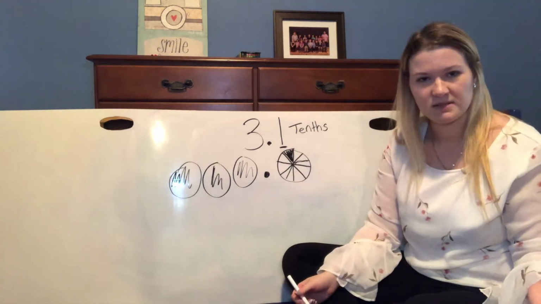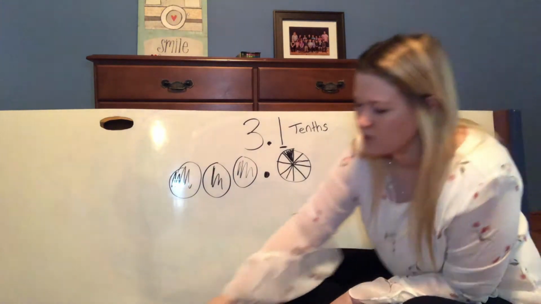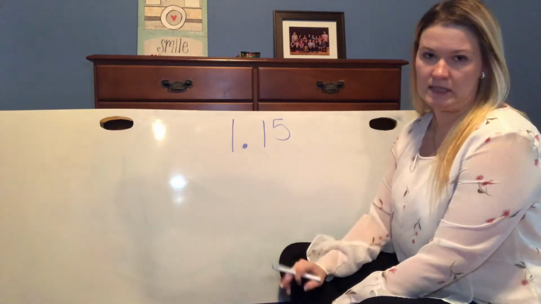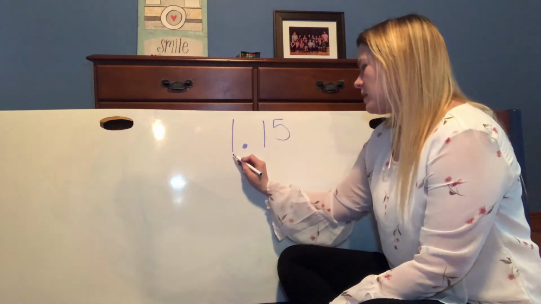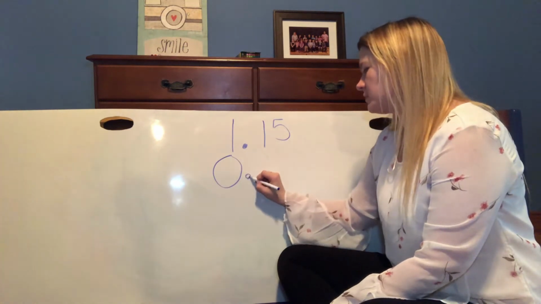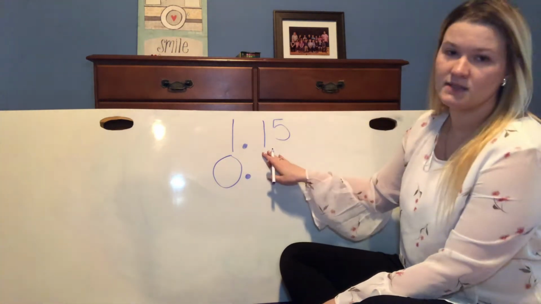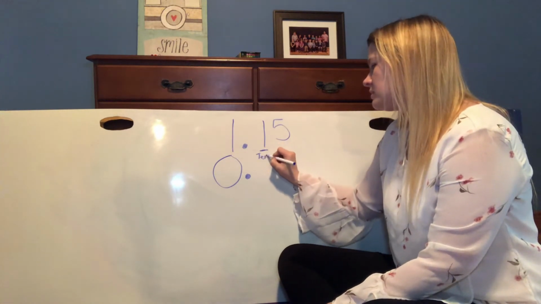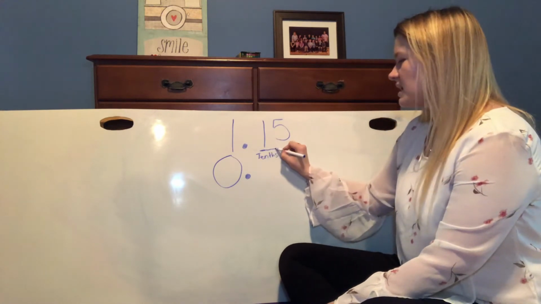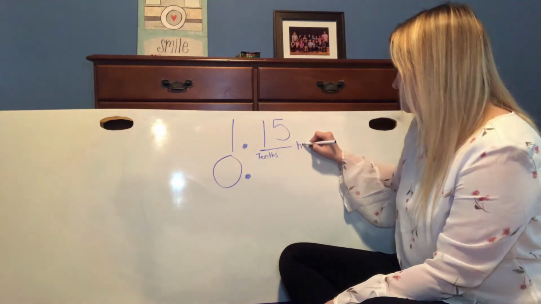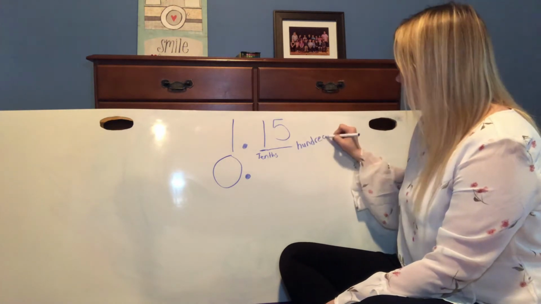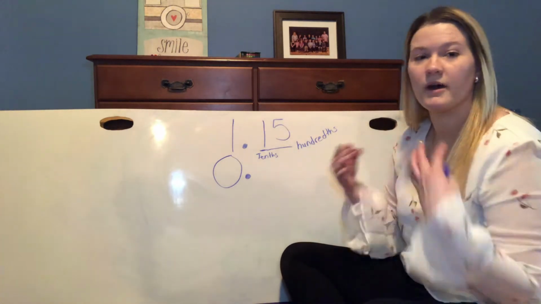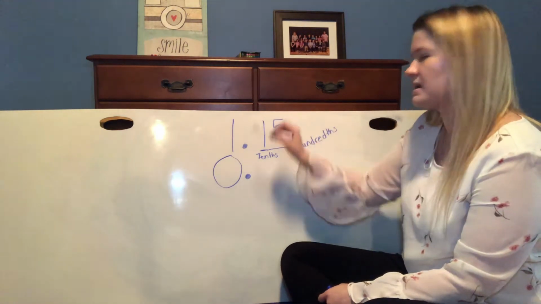Okay, so what happens when we have two numbers after the decimal point? In this example, we have 1.15. That means we've got our 1 whole. Now, it hasn't just been broken into tenths anymore because we've got something in the tenths, but it extends out into our hundredths. That means that this thing has been broken into 100 pieces and that we have 15 of them.